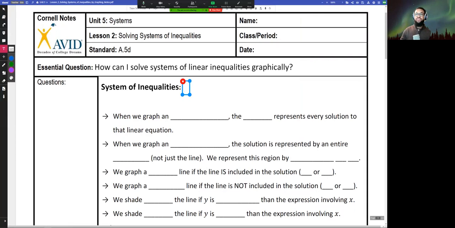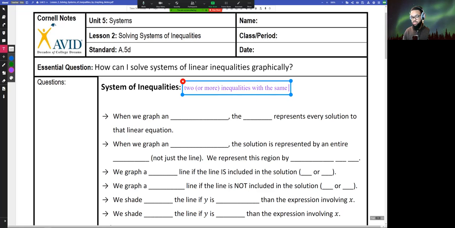So a system of inequalities is going to be two or more inequalities with the same variables. Right? So if you have an X and a Y in one, you have an X and a Y in the other. If you have a P and a Q in one, you have a P and a Q in the other. They share the same variables.